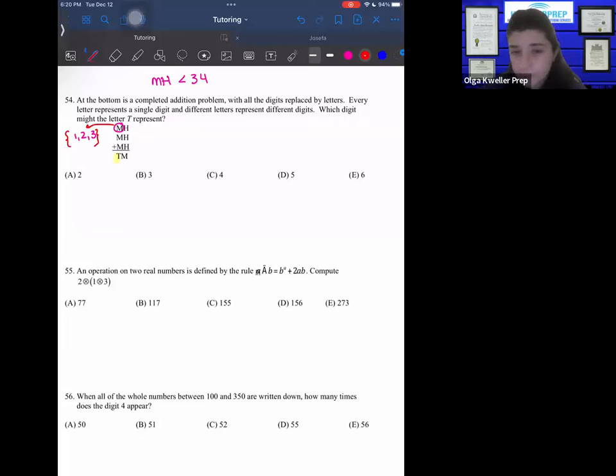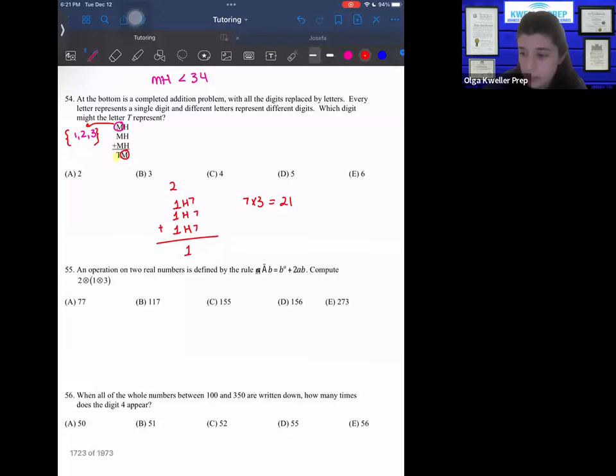So if M was 1, we would have 1H plus 1H plus 1H, and we would add that all up. Now, M repeats here too, right? So if M was 1, then this has to be 1 as well. So then we think, okay, do I know a number that when tripled ends with 1? And I do, right? It could be 7. 7 times 3 equals 21. So let's say that this is 17 plus 17 plus 17. This will end up being 1. We carry the 2, and then this ends up being 51. And that works out. So our answer is choice D.